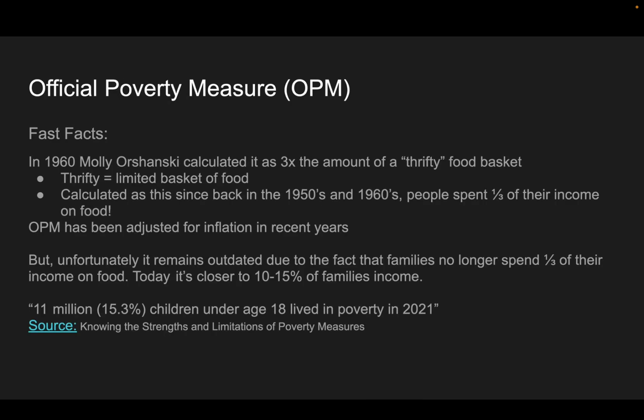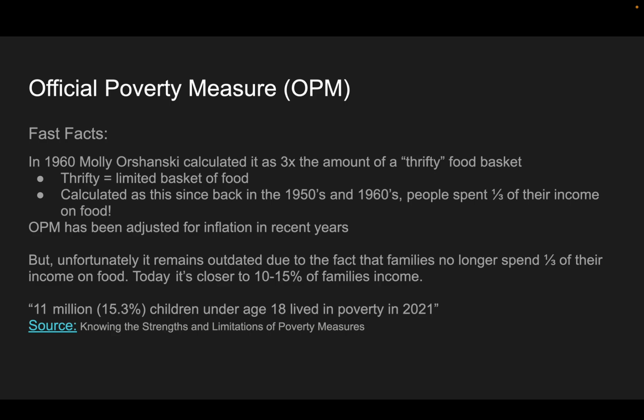Since the 1960s, an income-based measure known as the Official Poverty Measure, or OPM, has been used in America. This threshold is calculated by multiplying the cost of a thrifty food basket. It is calculated this way since in the 1950s, people spent a third of their income on food. This measure is now about 15%. One of the issues with the OPM is fairly obvious. The measure it uses is no longer relevant.